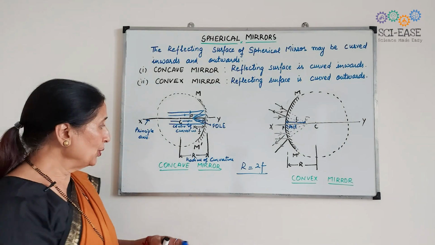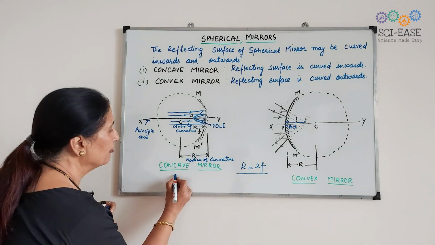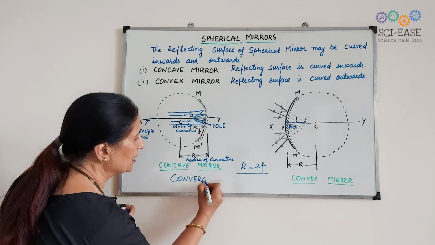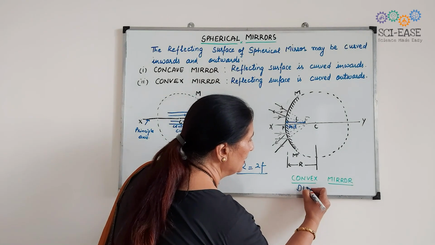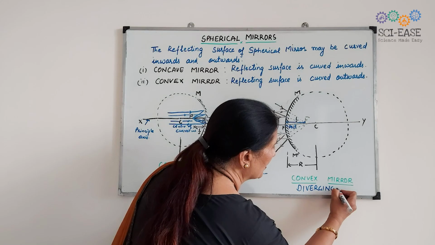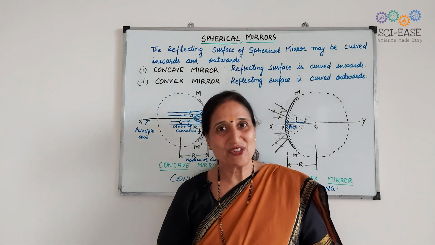And I have told you that concave mirrors are the converging mirrors, and convex mirrors are the diverging mirrors. So with this, my topic is finished.